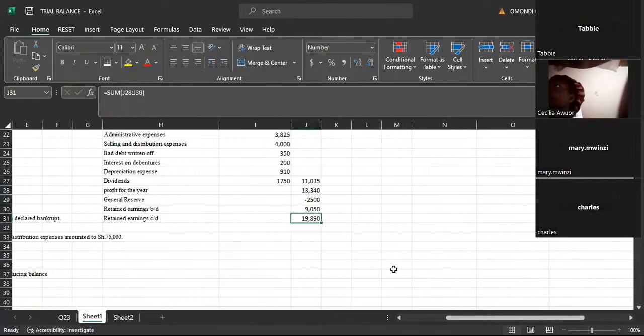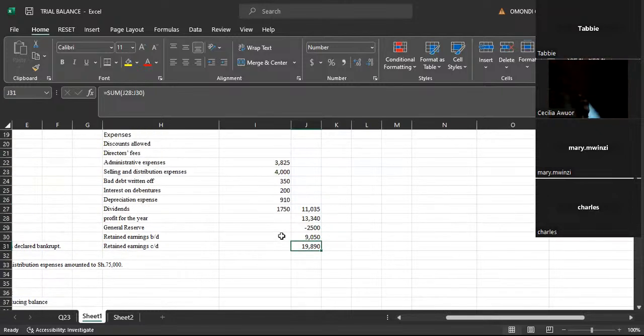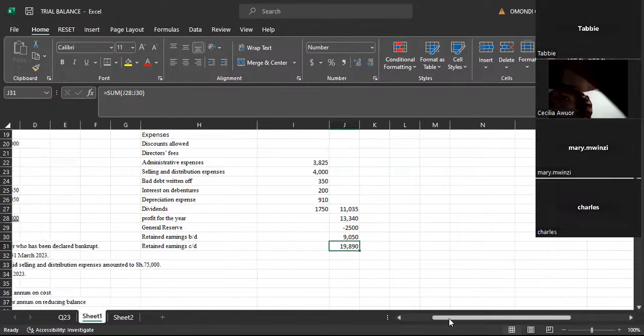But time cannot allow us. So what should we do? Can I leave you with the remaining parts? You try doing it until Monday. Statement of financial position. We cannot go beyond this hour. I just want you to go and try doing the remaining part. Of course, it is very simple.